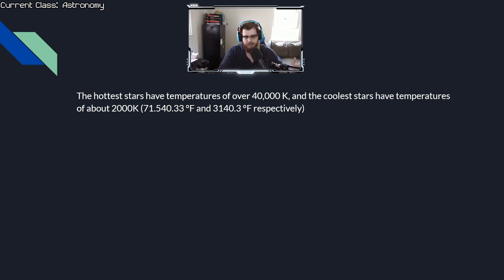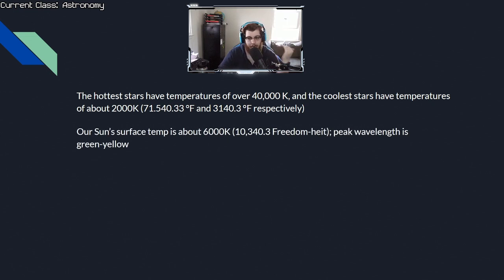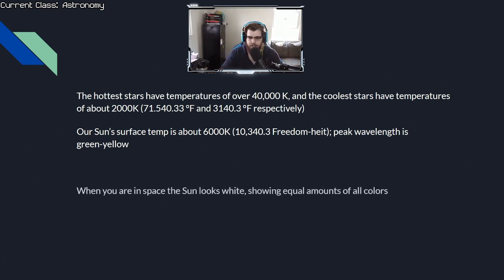That's a toasty boy. Now, our sun actually sits around a temperature of about 6,000 Kelvin, which in Fahrenheit is about 10,340.3 degrees. A lot. Now, at its peak wavelength, it actually ends up being a yellow-green. And it's this nice mix of yellow and green. Now, to us, if we're in space, we see a white star.